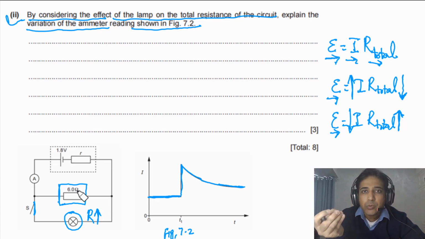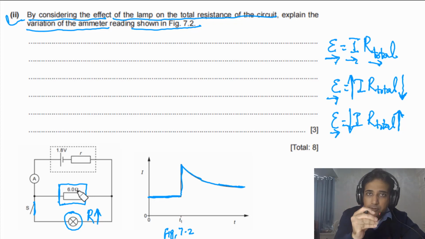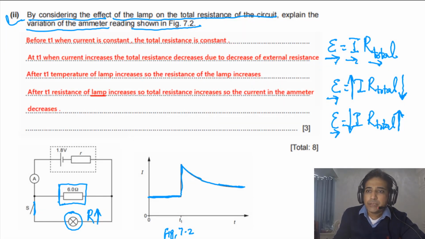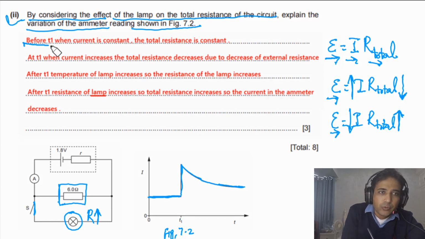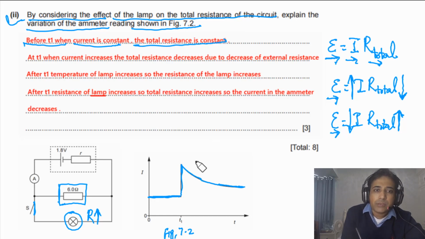This is a fixed resistor. So that's all we need to understand to answer this question. I hope this makes sense to you. Now let me show you the answer. In your answer you can write down these points only. First of all, you can say before T1 when current is constant, total resistance is constant, as you can see in this part before T1.